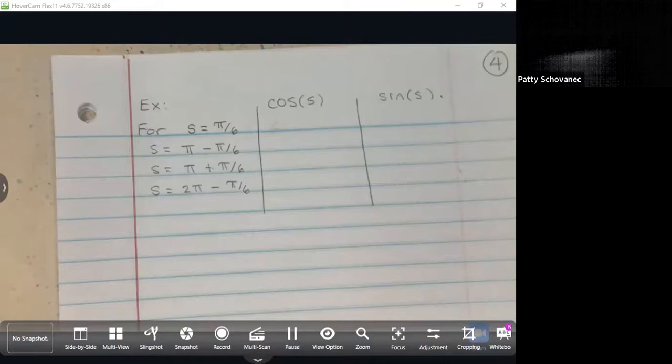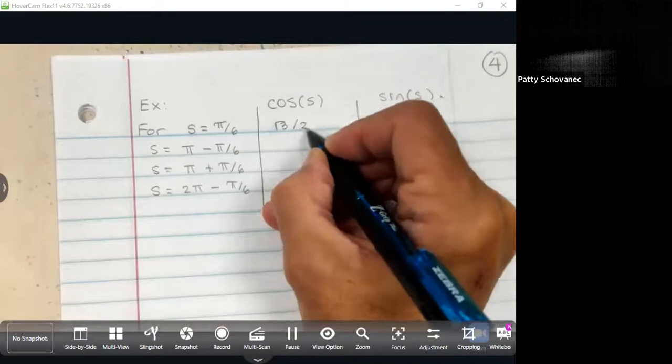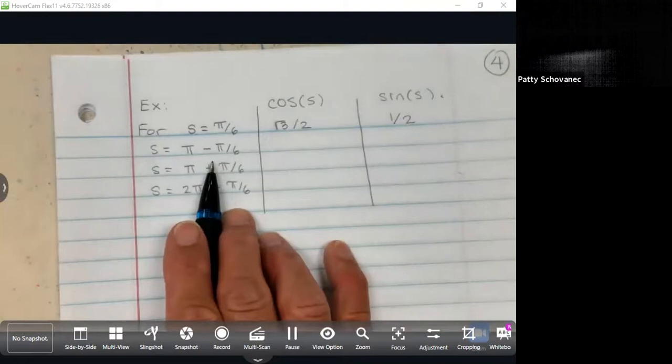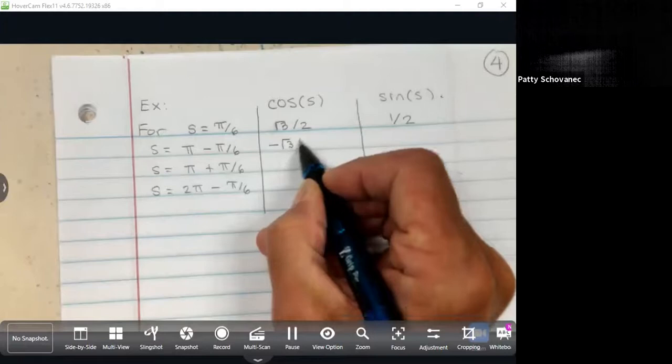That one's square root of 3/2. It's in quadrant one. What's the sine of pi over six? 1/2. Now in quadrant two, pi minus pi over six corresponds to a value of 5 pi over 6. In quadrant two, what is the cosine of 5 pi over 6? Good. X is negative. What about the sine of 5 pi over 6?